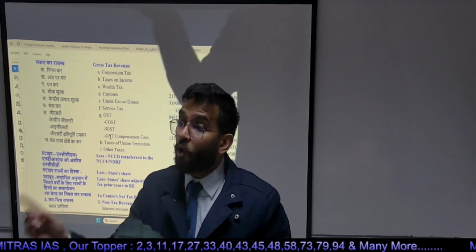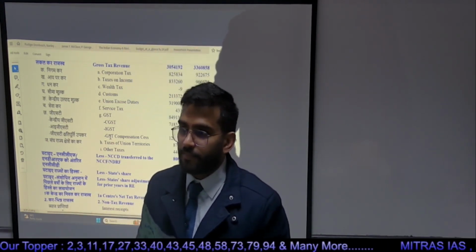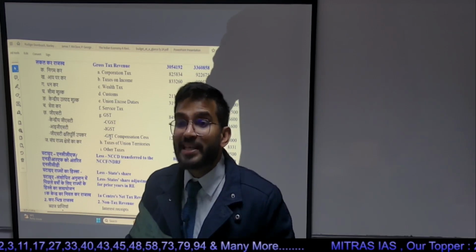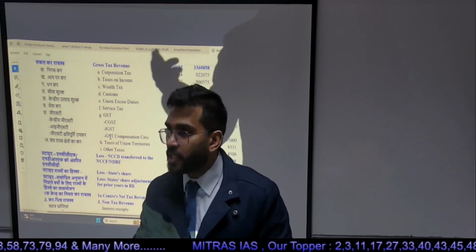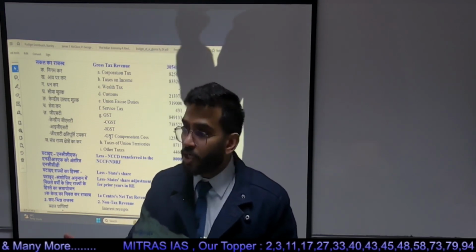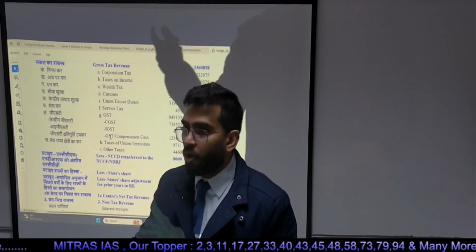But there is a fraud that the center does. Have you heard of something called cess and surcharge? Swachh Bharat cess, education cess, fuel cess, surcharge the government imposes on higher incomes.